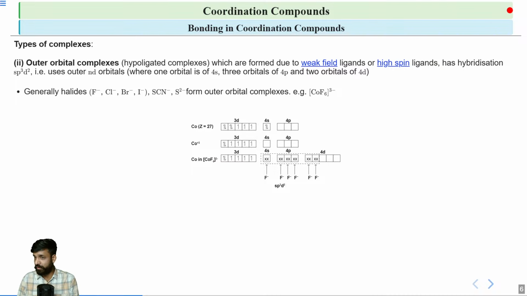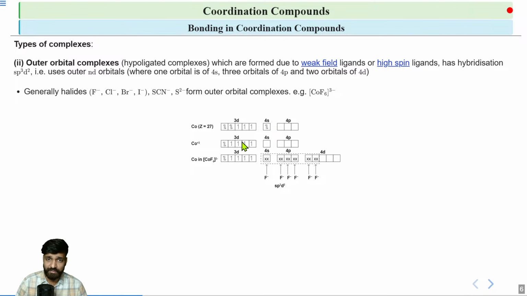Next, this is the diagram. Very good, so it will be 4. So what will happen here? First of all, cobalt will be in the +3 oxidation state, so we will remove 3 electrons. Again, remember, you will start removing electrons from the 4s. Although 3d is filled first, the electrons are removed first from 4s. Now the 4s electrons will be removed, and then the electrons of 3d will be removed. Got it?